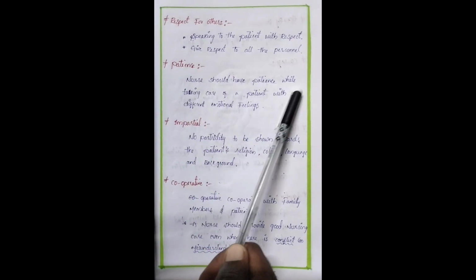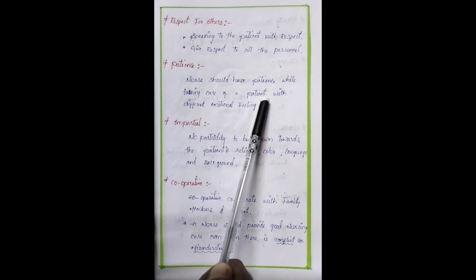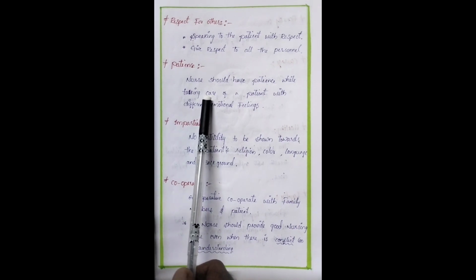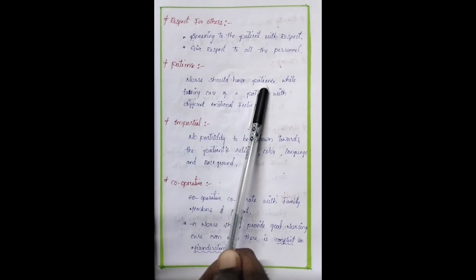A nurse should have patience while taking care of patients with different emotional feelings. There will be different kinds of patients in the hospital. We should be patient. We should not shout, or be angry at the patient. We should have patience with the patient.